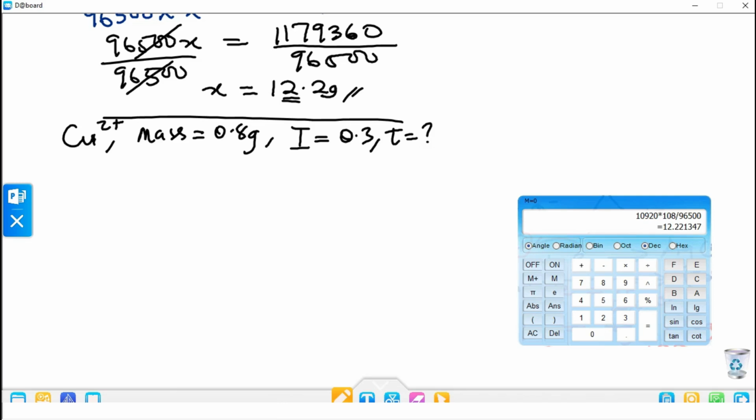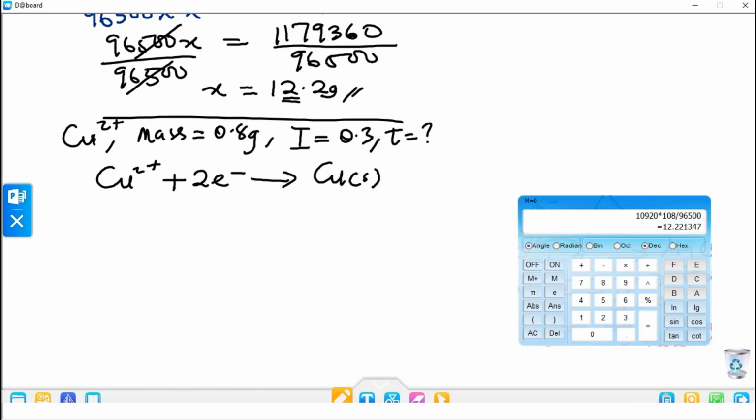What you need to do next is to write out the ionic equation. So for copper to be deposited, it means Cu2+ has to gain 2 electrons, so that the 2 electrons will cancel out the 2+, and copper is now deposited as a solid on the cathode. So this is actually what should happen.